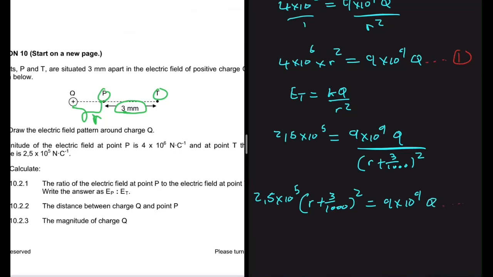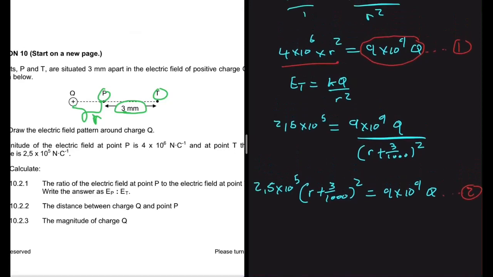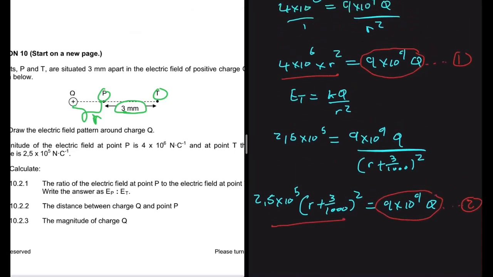And then what are we calling this one? We're calling this one equation 2. So you can see that 9 times 10 to the 9 multiplied by Q is equal to this expression here. But at the same time, 9 times 10 to the power of 9 multiplied by Q is equal to this expression here. So we can equate the two expressions. We're only going to have R as our variable, and we're going to try and solve that.